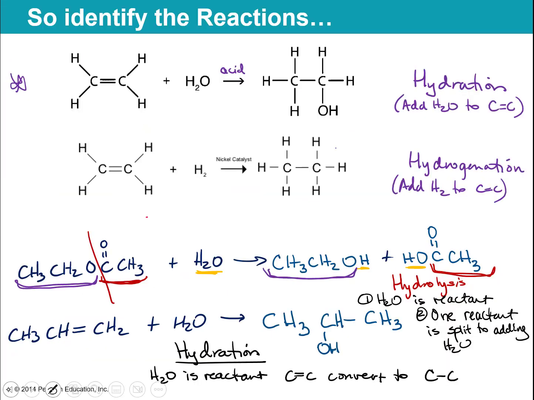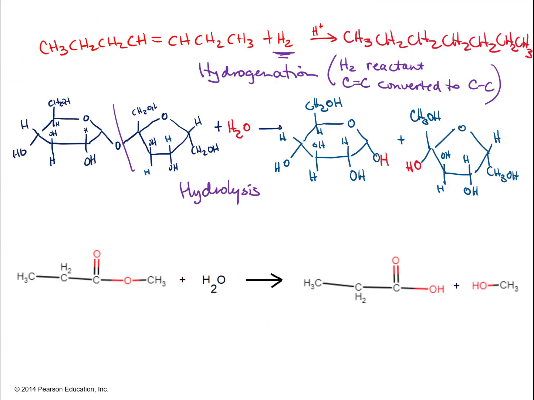Okay, so look back at this hydrolysis here. Do you see water? So if water is a reactant, the other reactant gets split. I add hydrogen onto one side, the alcohol group to the other side. So that's hydrolysis. Can you see now how that's hydrolysis? Water is a reactant, and the other reactant is getting split in half by lysing or breaking the bond. So I'm not converting a double bond to a single bond. I'm actually splitting a single bond to make two separate molecules.